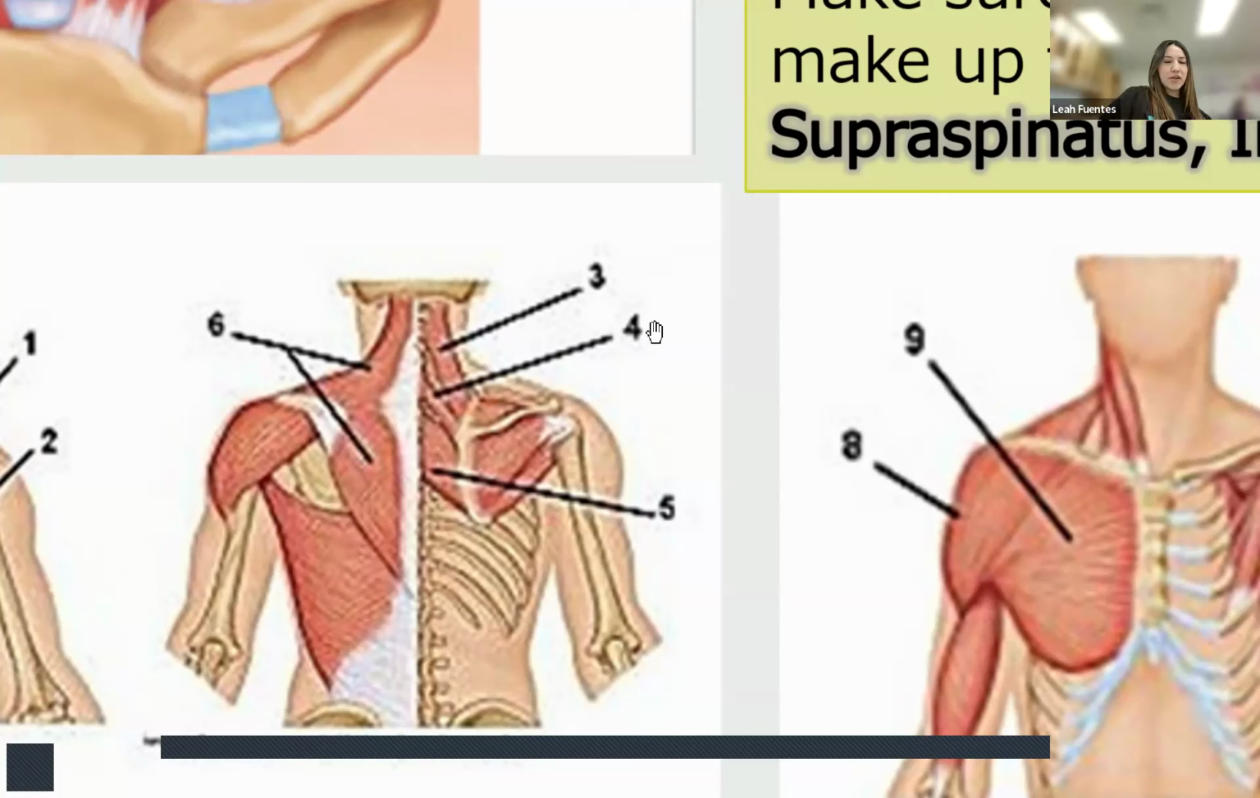Okay, 4 is really small in here, but it is identifiable. This is going to be your rhomboid minor, and then 5 is going to be your rhomboid major. So again, 3, levator scapulae, 4, rhomboid minor, 5, rhomboid major. And then 6, do we know what this muscle is? This is going to be your trapezius. Again, not to be confused, what did I say earlier, with the platysma. Students do tend to get that one confused.